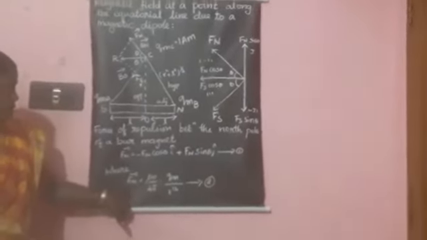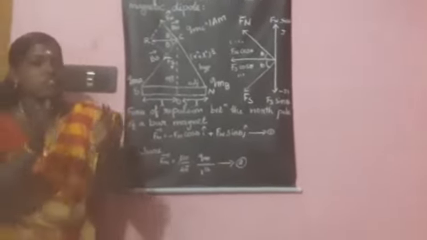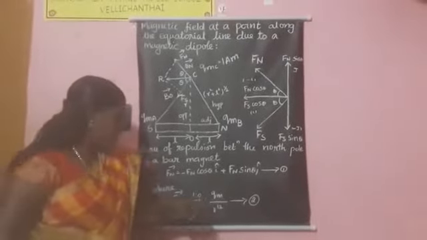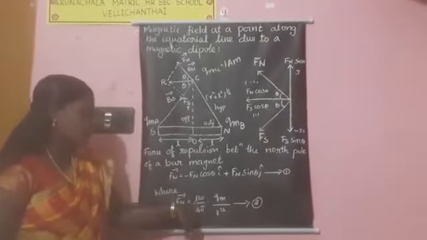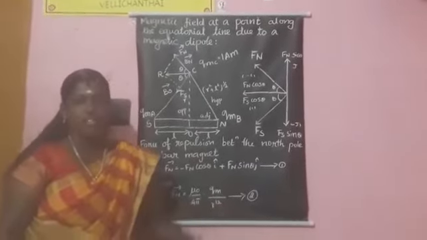Where Fn vector equals mu naught by 4 pi, this is the constant value. Mu naught is the permeability of free space. So Fn vector equals mu naught by 4 pi into Qm by R1 square. This is equation number 2.